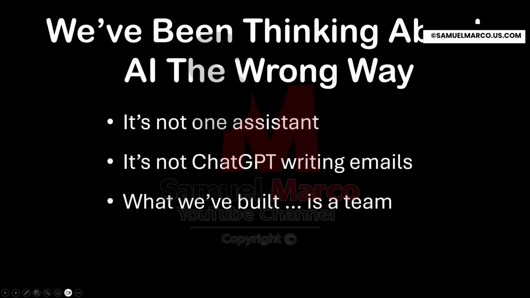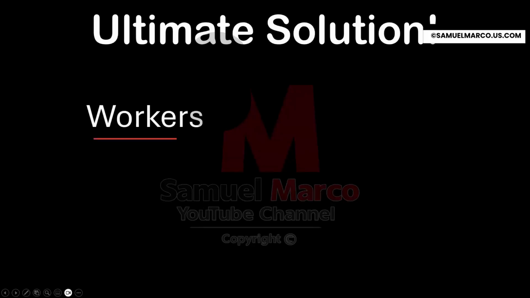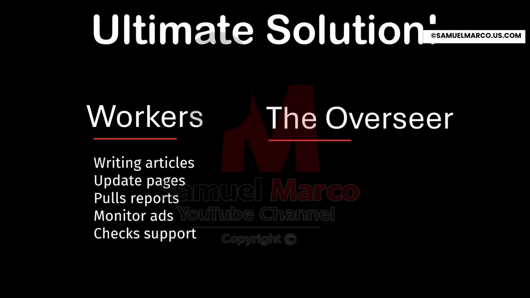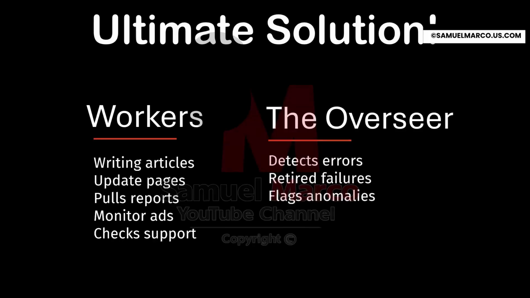Totally different. Okay. So the ultimate solution, guys, this is what I love. Let's say that you got workers. They're writing articles, they're updating pages, they're pulling reports, they're monitoring ads, they're checking support. Okay, that's great. But what if then you have an overseer? You have like a CEO that's overseeing the whole thing, right? Detecting errors, retiring failures, flagging anomalies, summarizing performance, reporting trends. This is the ultimate solution.